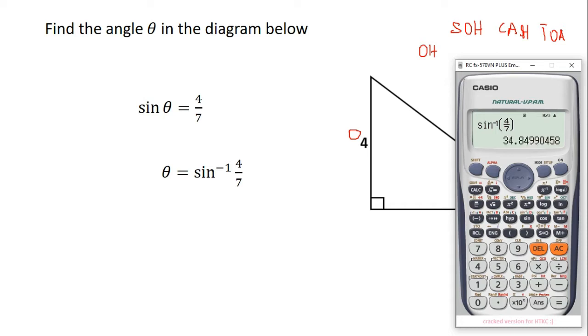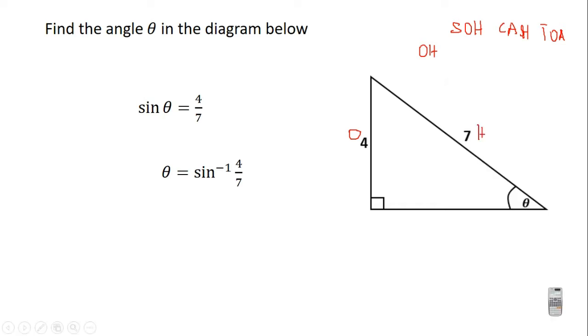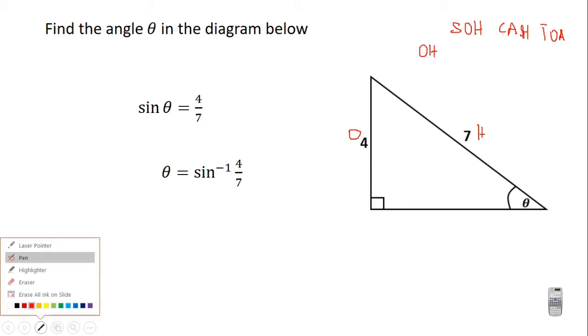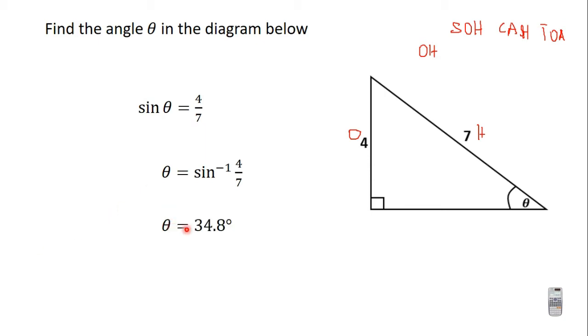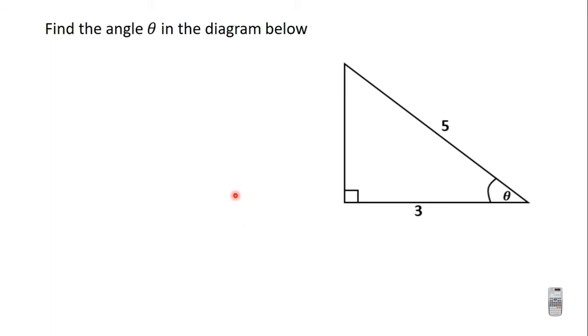Now when you press equal to, the calculator will calculate sine inverse of 4 divided by 7 for you, and that is 34.849. The numbers go on and on. I'm going to round my answers to one decimal place. So theta will give us 34.8. Don't forget that theta is an angle, so the unit is degrees. So theta is equal to 34.8 degrees. So you see that using this trig ratio, we have been able to find the value of this angle here to be 34.8 degrees. Let's pick the next question.